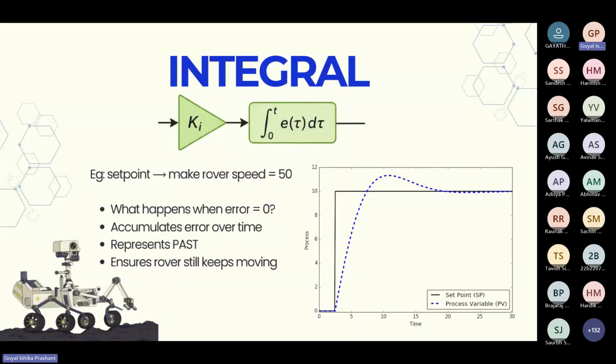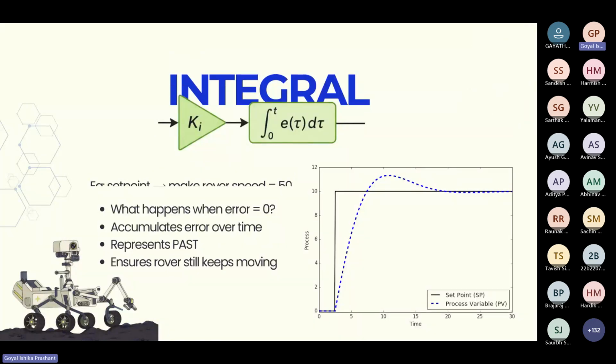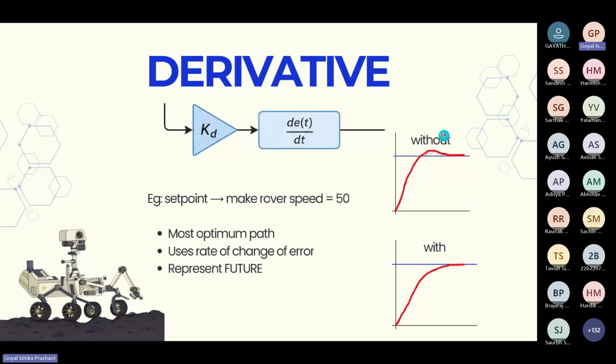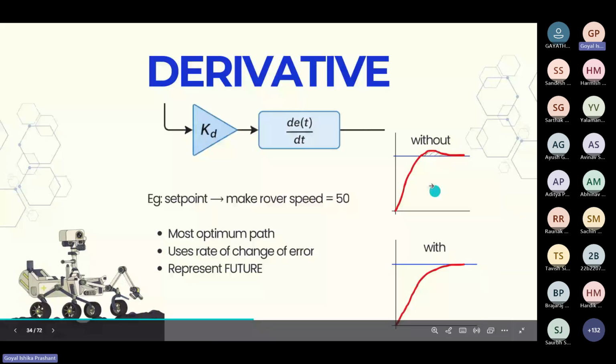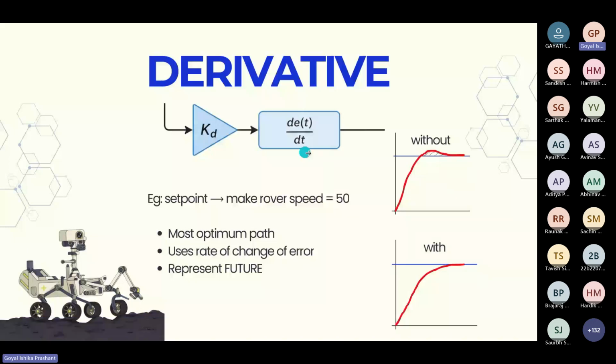This is what brings us to the third kind of control. This is the derivative control. So this basically provides us with the most optimum path to reach our reference. As you can see, without this, we first overshot and then got back to our reference. But with derivative control, we will directly reach our reference. So how this works is that it looks at the rate of change of error. As it realizes that the bot is achieving the reference, or is rather very close to achieving the reference, it will tell the motors to reduce their efforts so as to not overshoot this reference point. So it basically represents the future, where it is predicting how the motion of the rover could be.